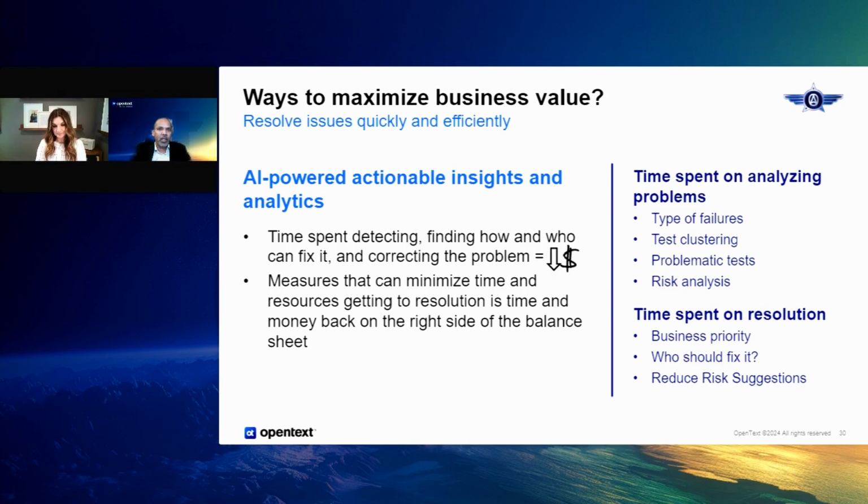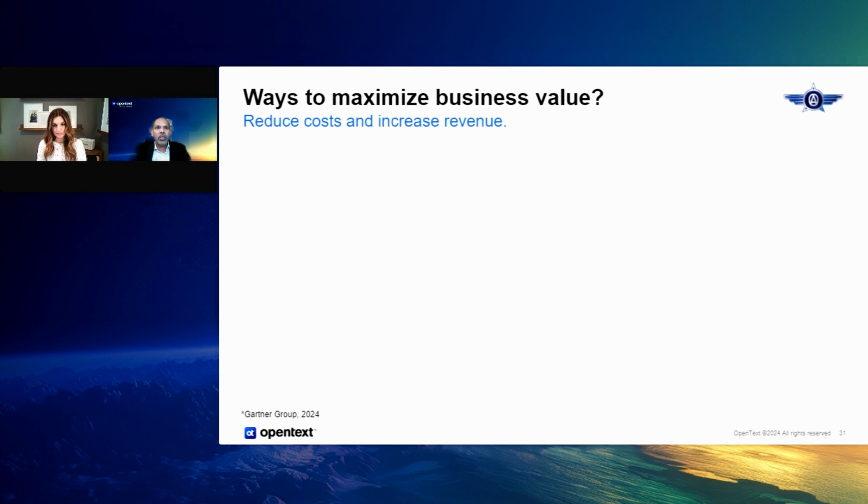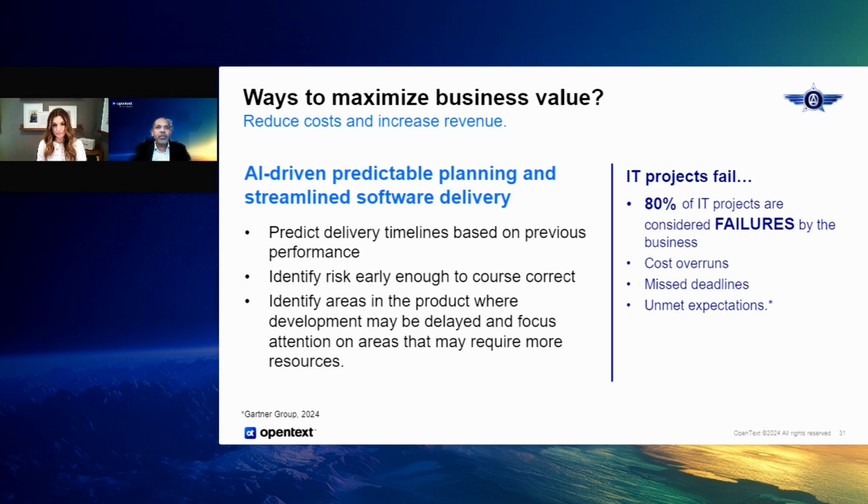That means you're saving cost as well as delivering faster to the business. So this is another way of maximizing the business value. Now, coming to reduced cost and increased revenue, we have seen from Gartner statistics that 80% of IT projects are failing because of overruns, missed deadlines, and so on. So how do we minimize that? Is there any way we can predict the delivery timeline based on previous history? That's where DevOps Cloud Aviator again comes into play.